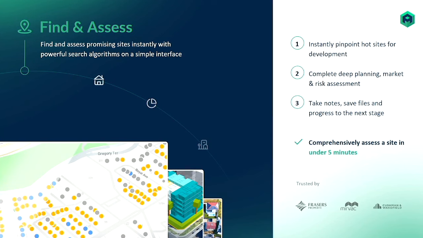So in terms of our find and assess part of what we do, pretty much we can pinpoint very quickly or instantly hot sites in an area, which ones are available. For example, if I want to build a duplex, where can I build a duplex very quickly? Or if I want to build a set of apartments, what can I build on there? And within 5-10 minutes, you can know if this site is feasible or it's not feasible for what I want.